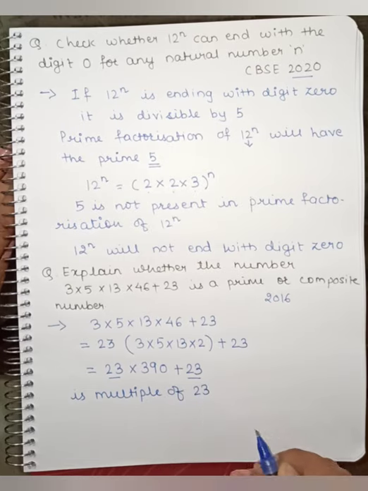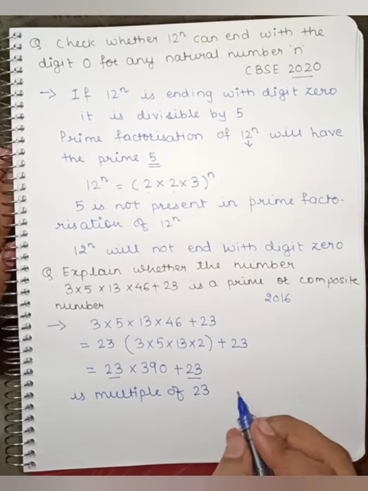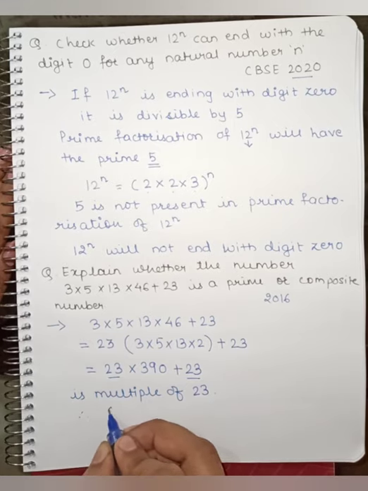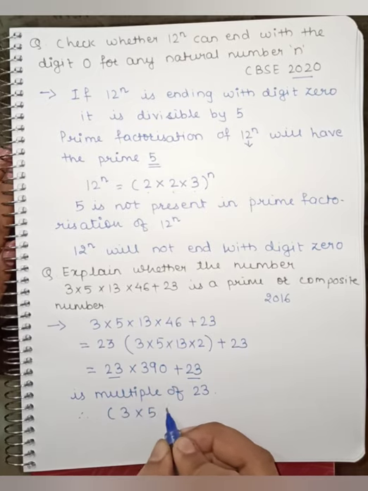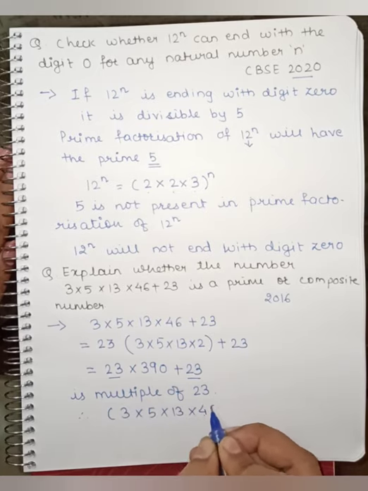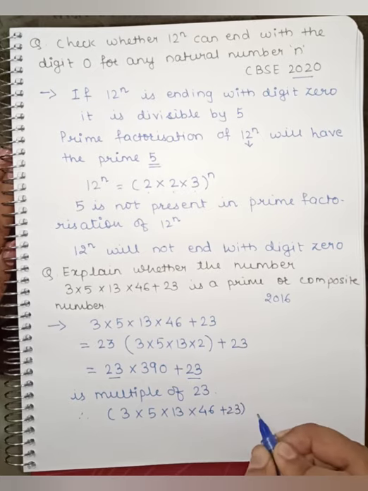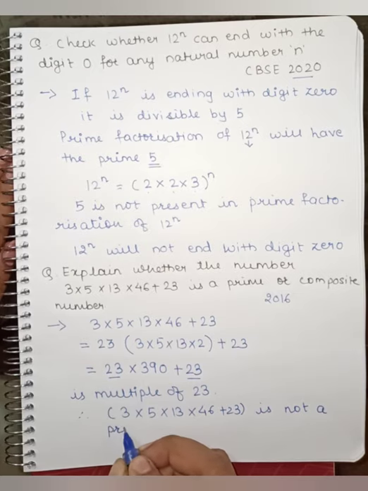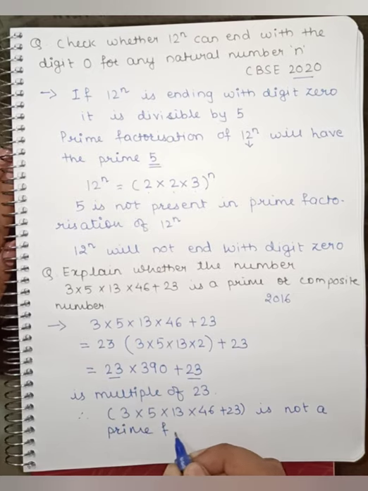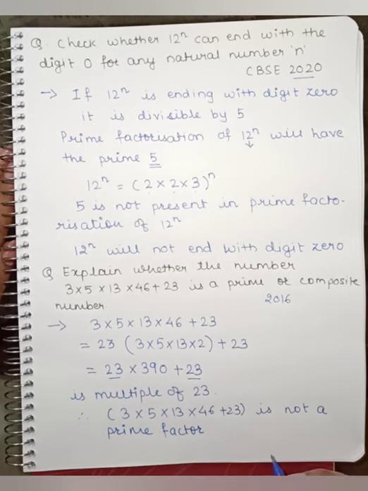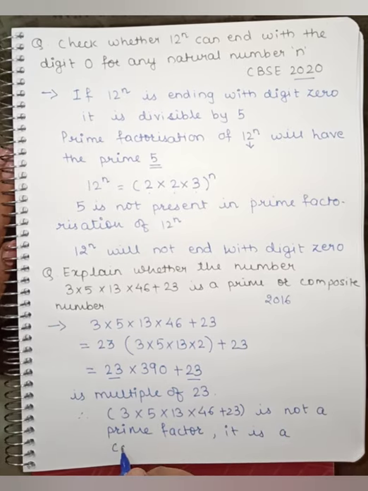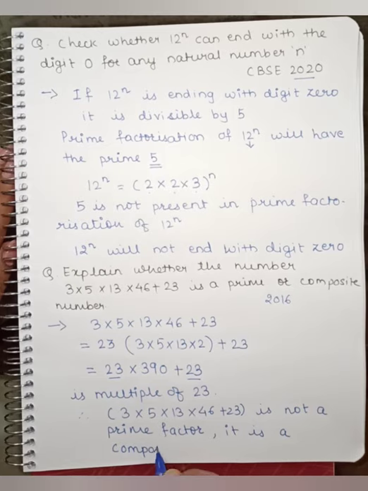If it is divisible by 23 means what? It is a multiple of 23, and therefore I can say that the number 3 into 5 into 13 into 46 plus 23 is not a prime number because it is having a common factor as 23. Okay, so if it is not a prime number means it is a composite number.